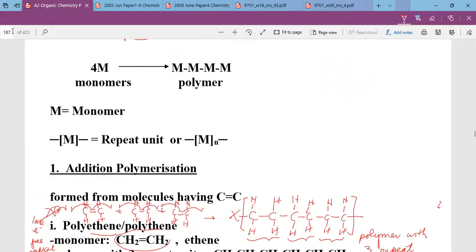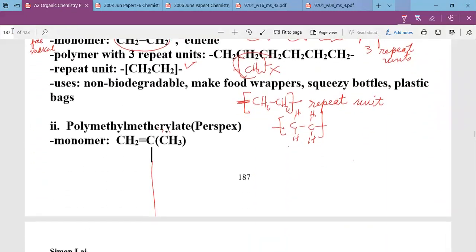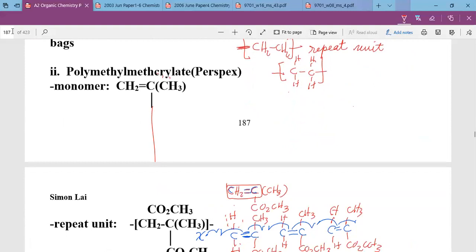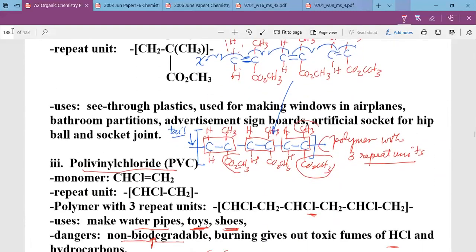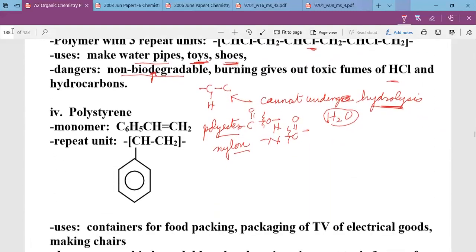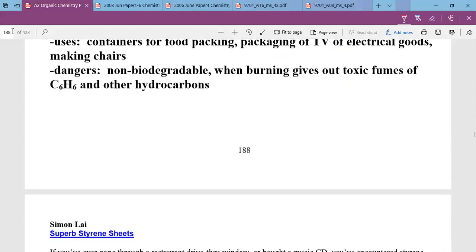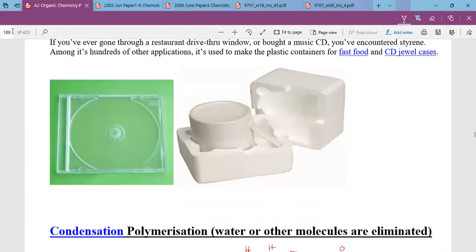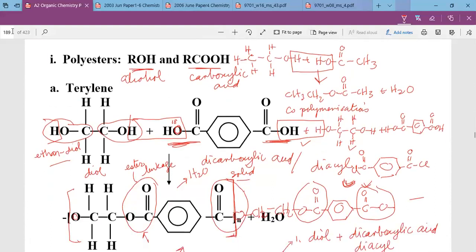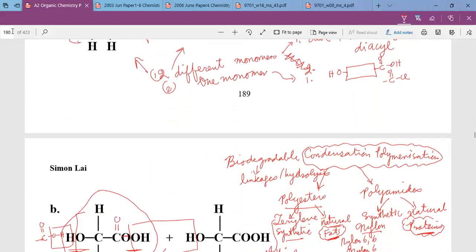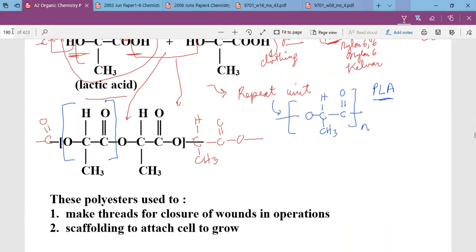Remember, polyamides form the amide linkage. It's a bit slow here. Make sure you do more practice. This is a polyester, okay? Polyester, yeah, it's a polyester.